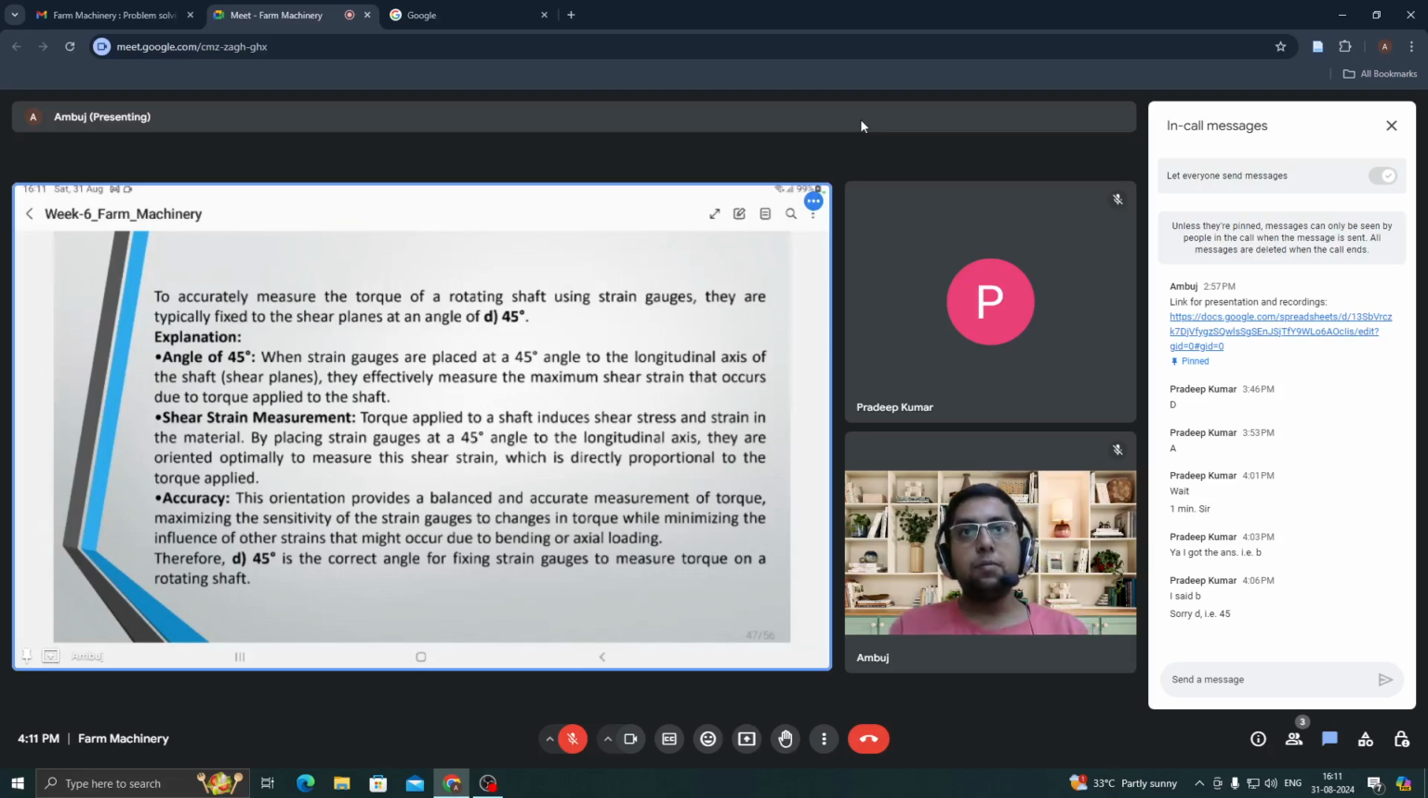Torque applied to the shaft induces shear stress and strain in the material. Placing strain gauges at 45 degree to the longitudinal axis, they are oriented optimally to measure the shear strain, and that would be most accurate when you use the Wheatstone bridge configuration. Moving to the next question.